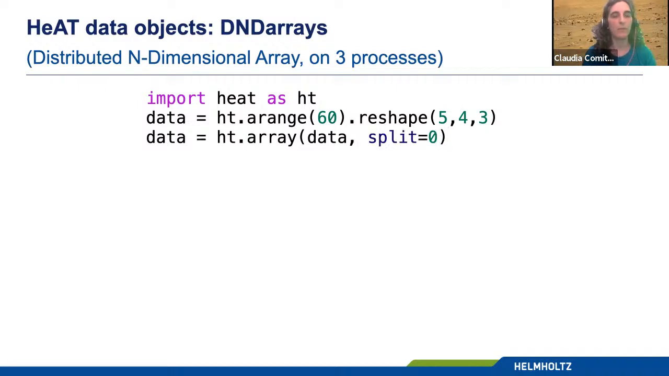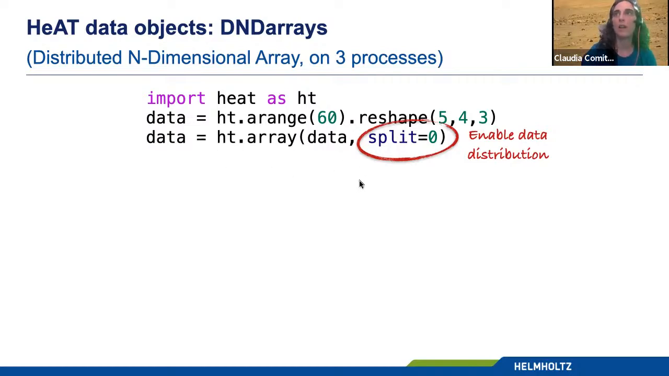So now, this is just a quick example to show you how similar using heat is to using NumPy. In this case, I'm just defining a not so big data cube. And by the way, heat's data objects are called DND arrays, as distributed ND arrays. So this is a sketch I'm going to show you in a second on 3 processes. But anyway, you can see already there is one difference with NumPy. That's the split attribute to the array, to the data object. This basically enables data distribution. So it tells heat along which dimension the data should be distributed.